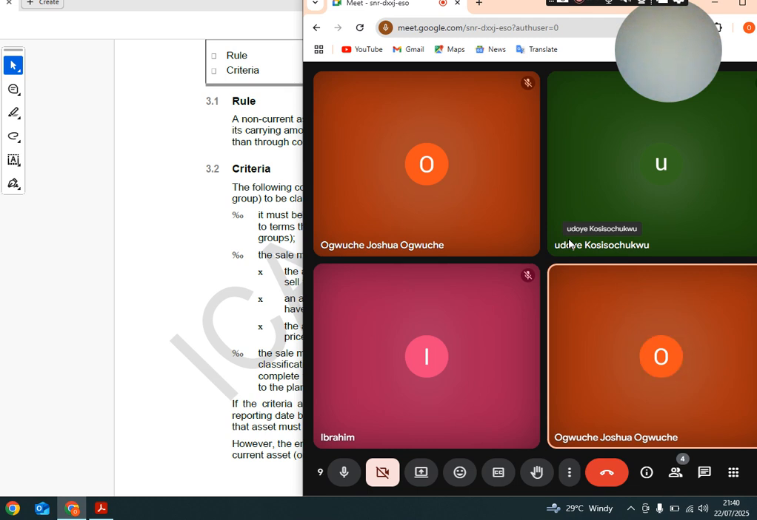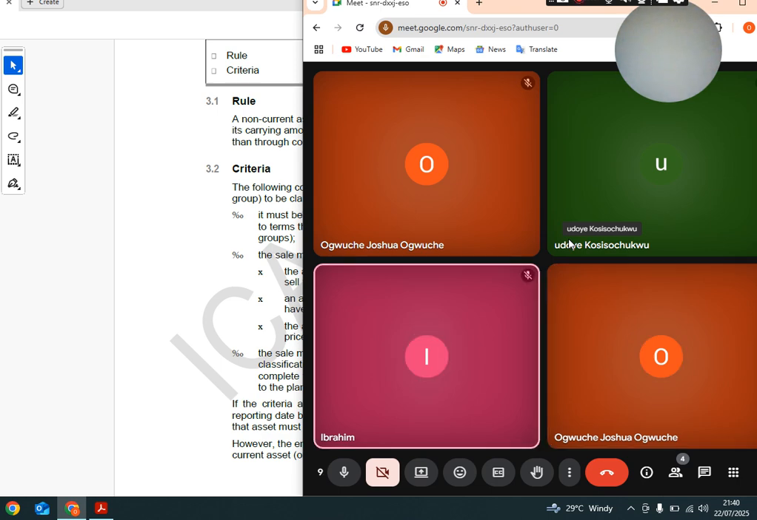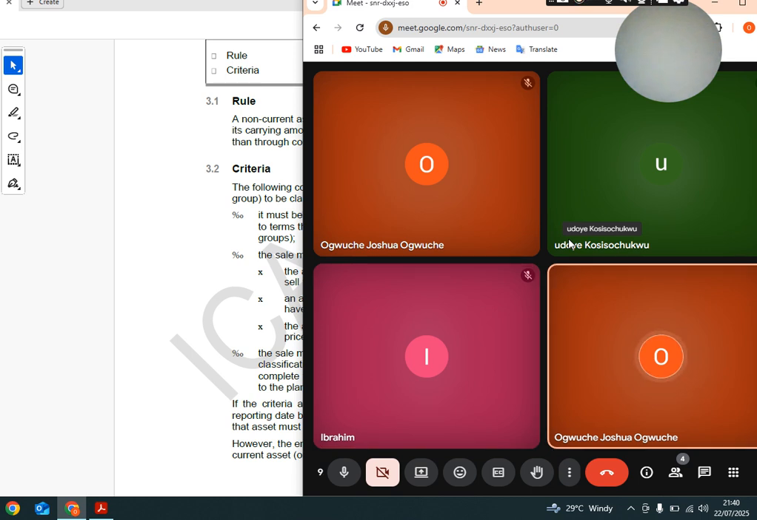How do we measure an asset classified as held for sale? A non-current asset that qualifies as held for sale should be measured at the lower of its carrying amount and fair value less cost to sell. The lower of carrying amount and fair value less cost to sell. That is net realizable value, right?